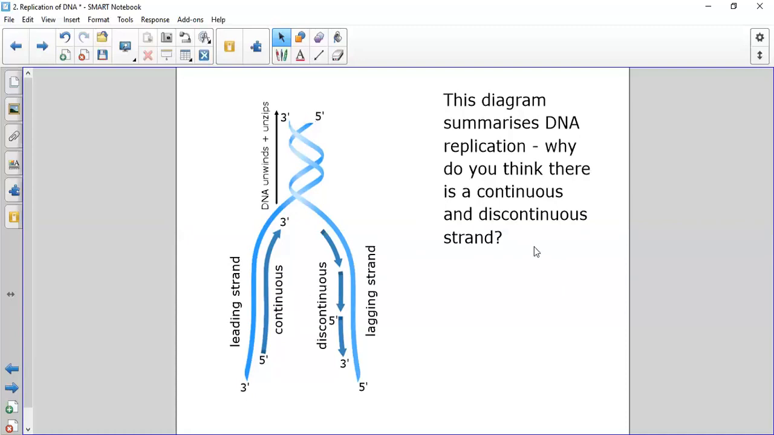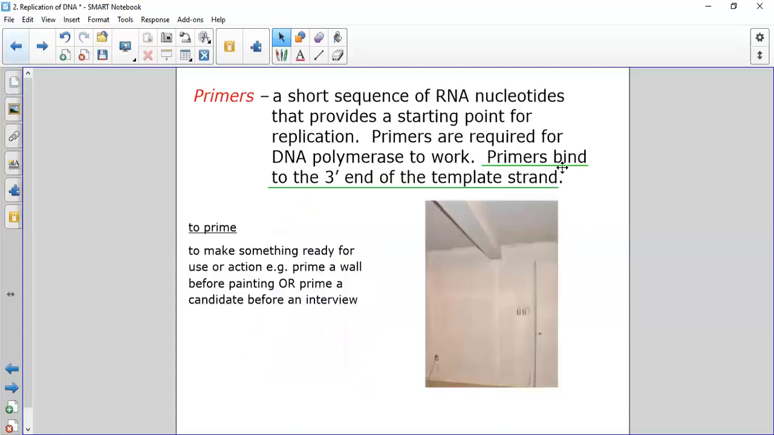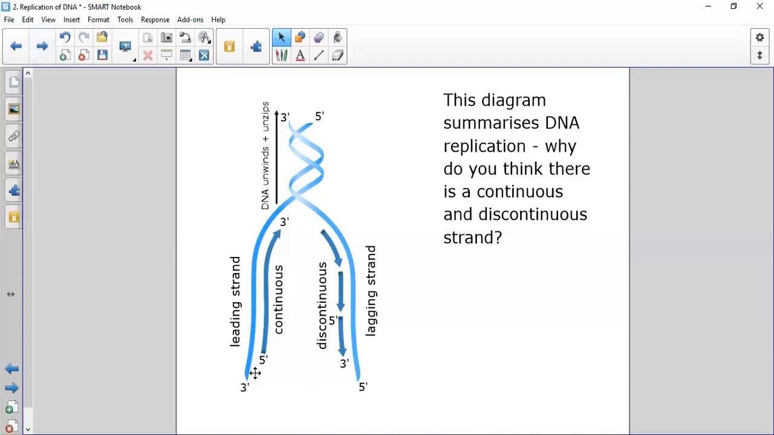Okay, and we've got here this word discontinuous and continuous. So you're thinking, well, why is there a discontinuous and a continuous strand? And then you're thinking, what did she just say about 3' and 5'? What did that thing say about the primers? Primers bind to the 3' end of the template strand. So here, primers are only going to want to bind to that side there, that 3' end. They're not going to want to bind to this 5' end because that's not what they do. They're going to want to bind further up, which is why we have this discontinuous strand and this continuous strand.